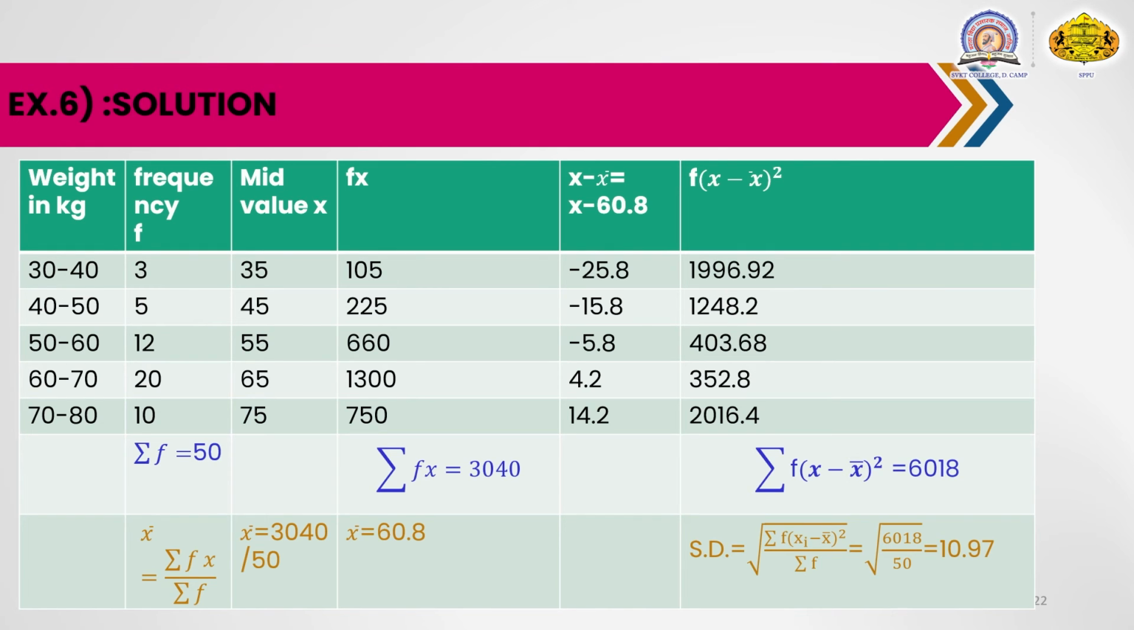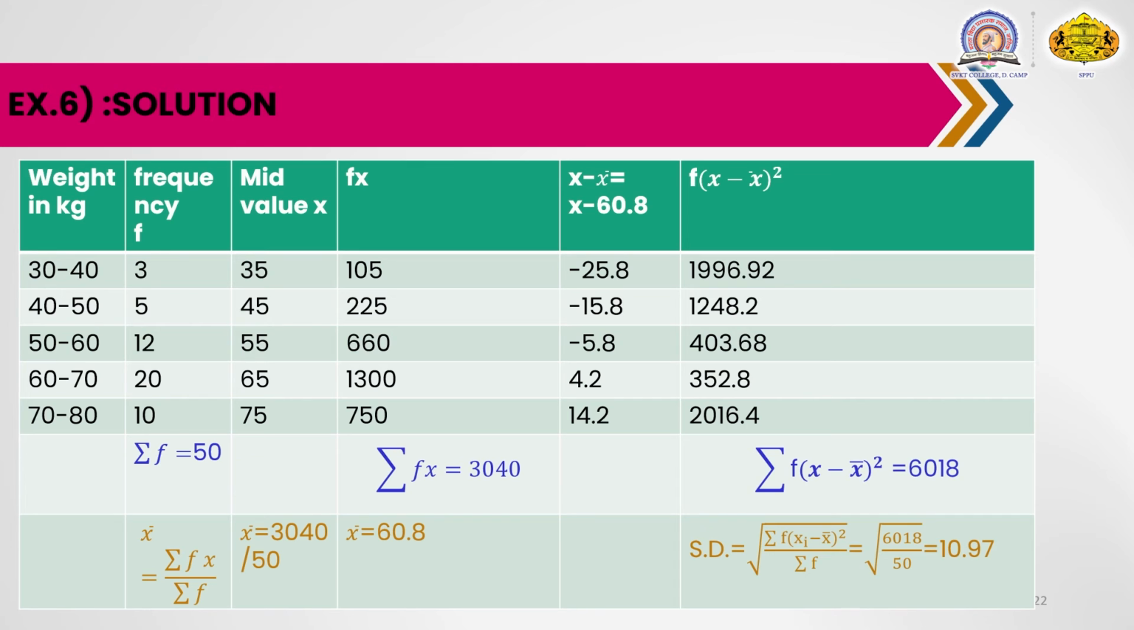Again do the sum of these products: 105 plus 225 plus 660 plus 1300 plus 750, and the sum is 3040. So this is the sum. Then calculate x bar. What is x bar? X bar is summation of fx upon sum of f, which means x bar equals sum of fx, which is 3040, upon sum f, which is 50, and if you do this division, the answer is 60.8, the mean.